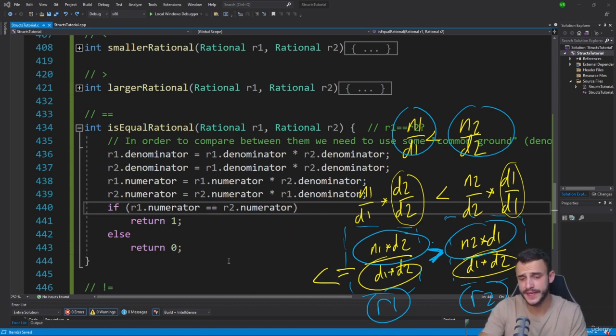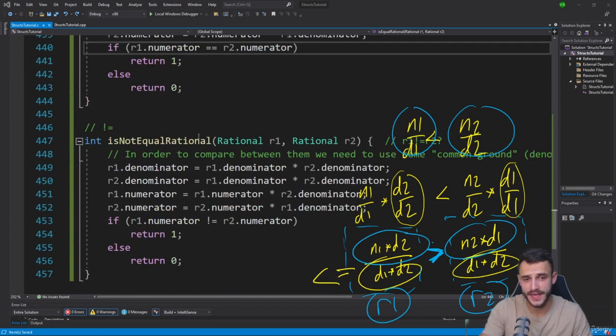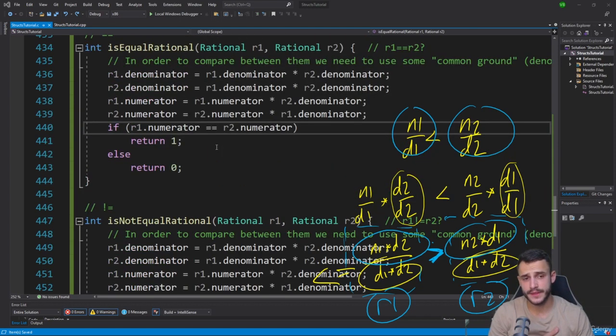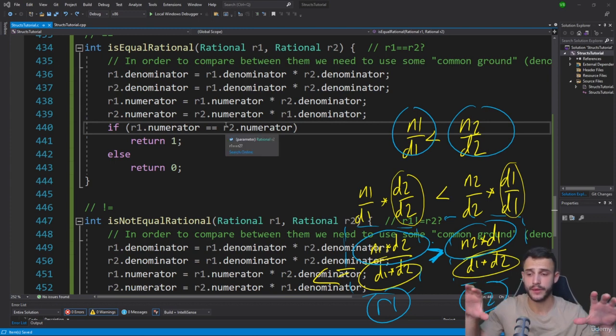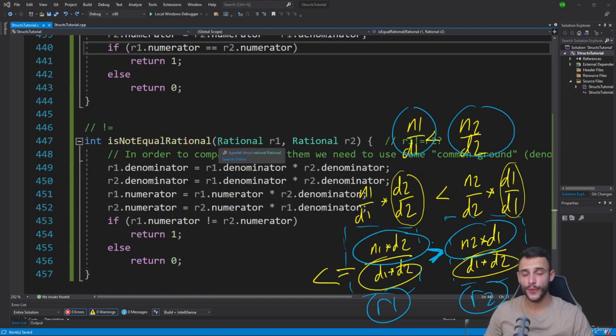This way, we also solve this problem. And finally, the is-not-equal rational can also be very similar to this one. We simply make some common ground, some common denominator, and compare between the new, updated, and extended numerators. That's what we do. So we are done with these functions.